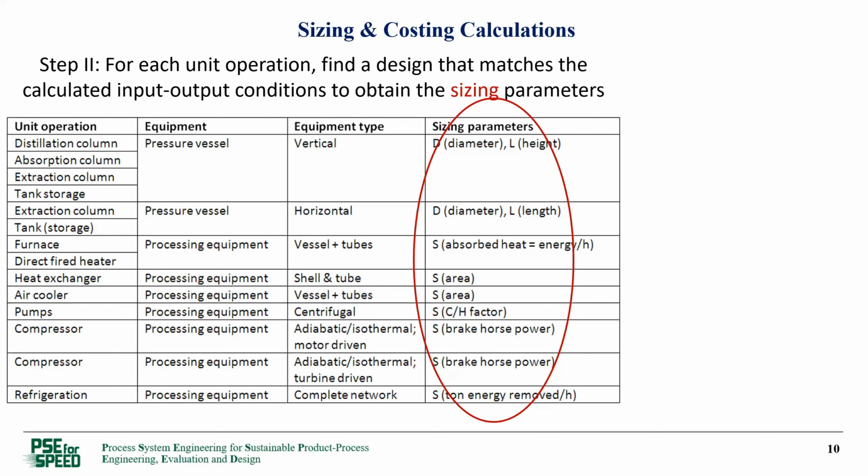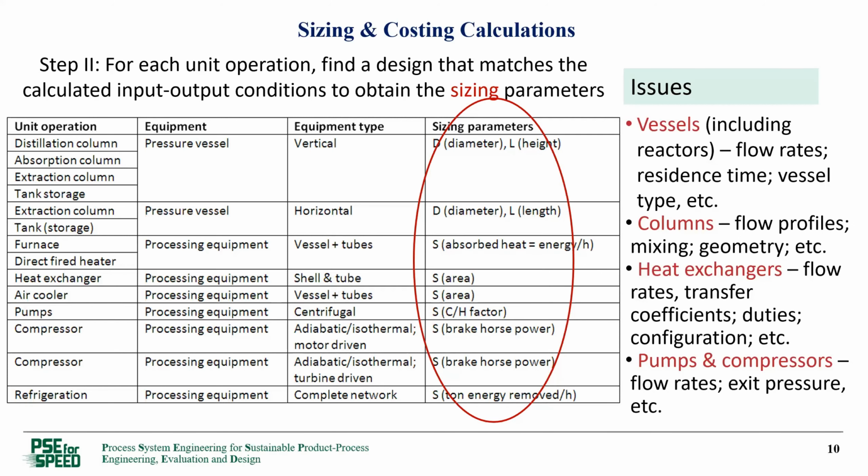The heat exchanger area can be obtained. So some of these can be obtained from the simulators, others have to be calculated. So the issues are vessels. We have to calculate the diameter, length, which is also volume, and the volume is affected by the flow rate, the residence time, vessel type. So you can see that the residence time is very important and the flow rate is very important.